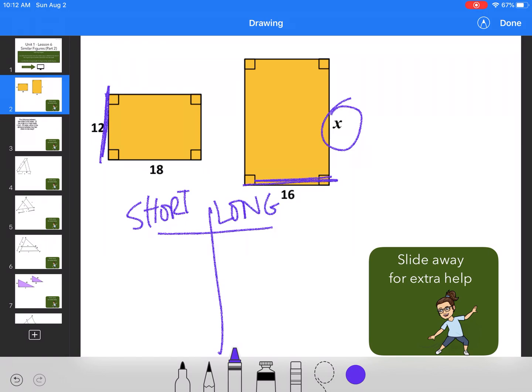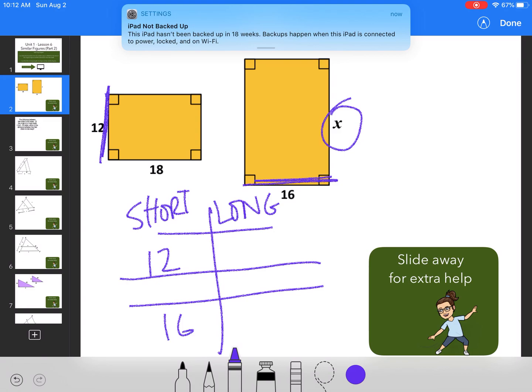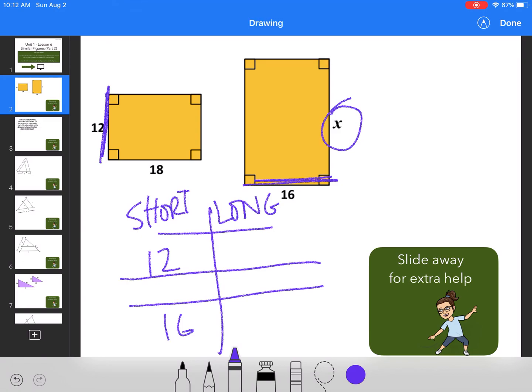just like we did when we talked about ratios and proportions in 6th grade. So my short side is 12. I have to figure out how to get it to 16. So I'm going to have my calculator handy and I'm going to use my phone, but you can use whatever. I know that I want to get to 1 because if I can get to 1, that makes it easier.